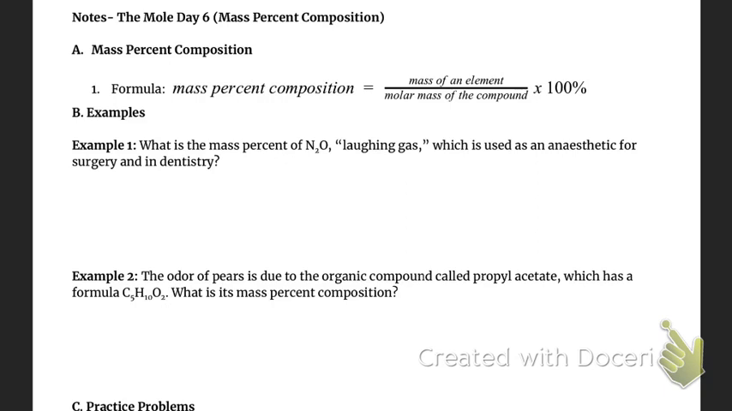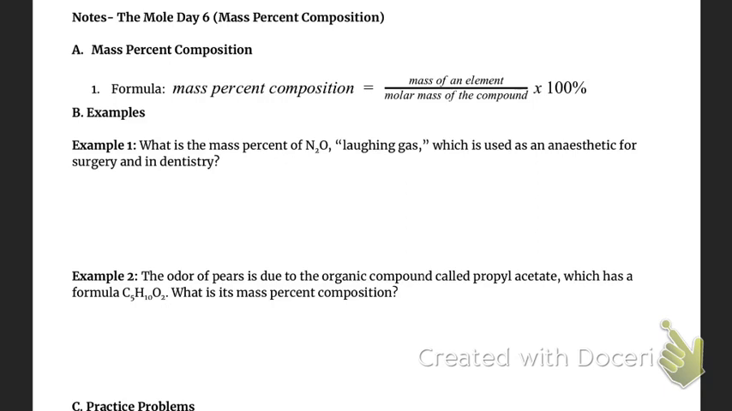The first one is about dinitrogen monoxide, also known as laughing gas, which is an anesthetic often used in dentistry. It wants to know the mass percent. So we're going to figure out two things: what percentage of the compound is nitrogen and what percentage of the compound is oxygen.